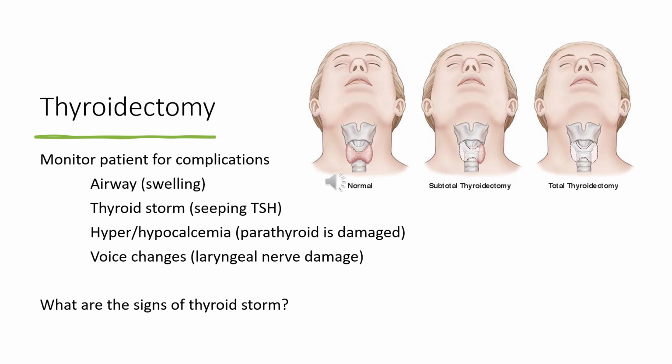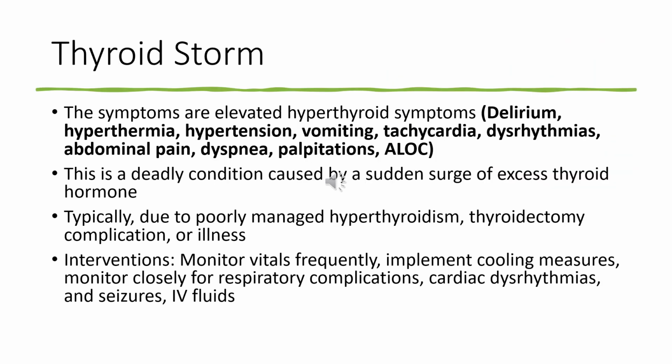I hope you said O2 and respiratory status, definitely looking at that airway, making sure we're not having some sort of rebound swelling where that airway is blocked. Thyroid storm is a disorder that is when we have way too much thyroid hormone. It can manifest by having things like delirium, hyperthermia, hypertension, vomiting, tachycardia, dysrhythmias, pain, dyspnea, altered level of consciousness.